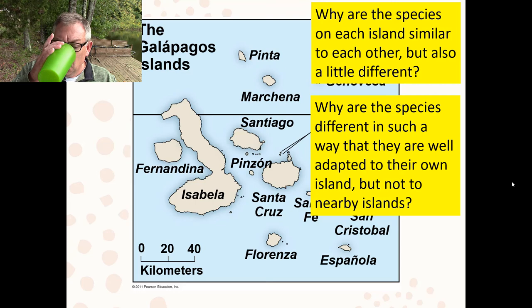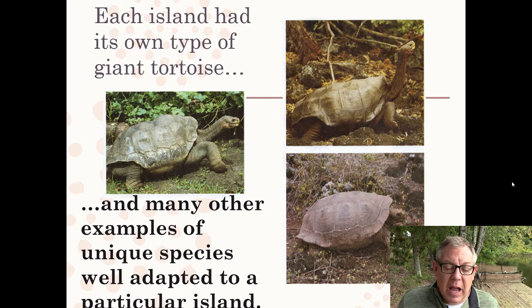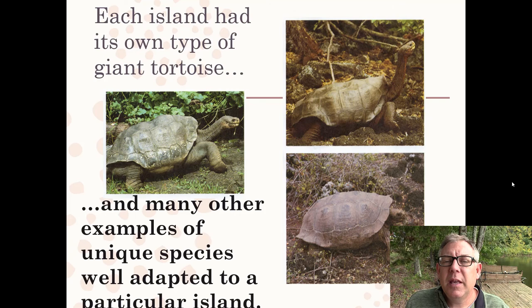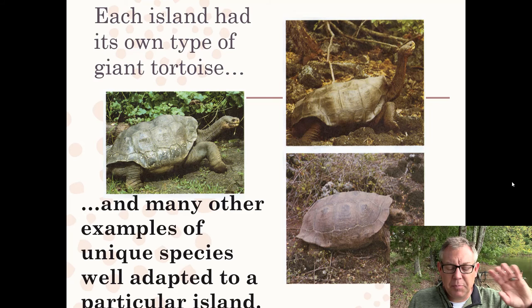And it wasn't just the finches. Each island had its own type of giant tortoise, right? And each tortoise seemed to be well adapted to its island, but not to the other islands. And there are all kinds of other examples. And so this is what really stimulated his thinking. And again, he's crossing that ocean once they leave the Galapagos, and he's got all these specimens and all these notes he took, and he's got years to think about this. And so he started to put it together.